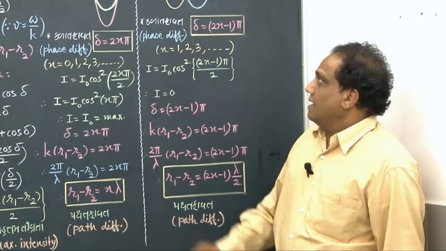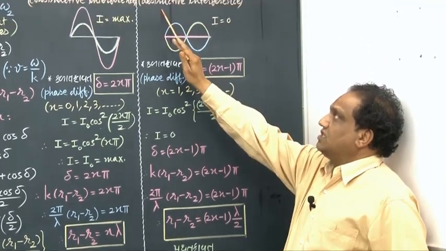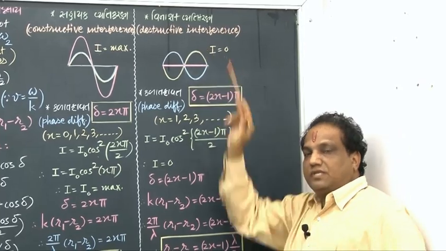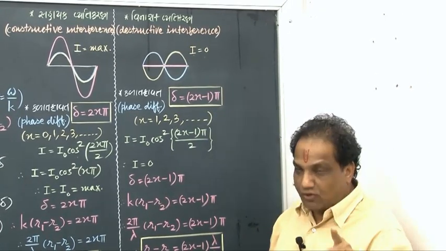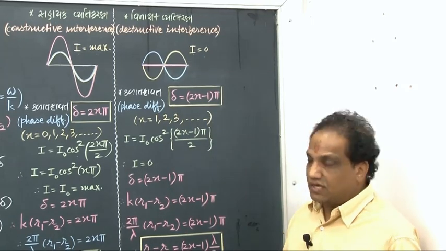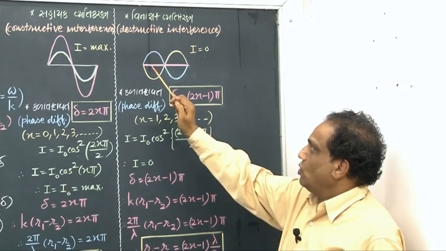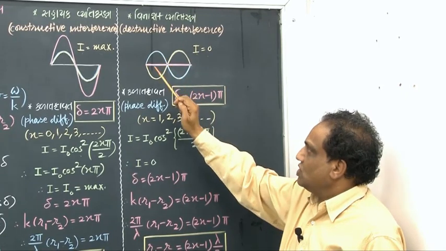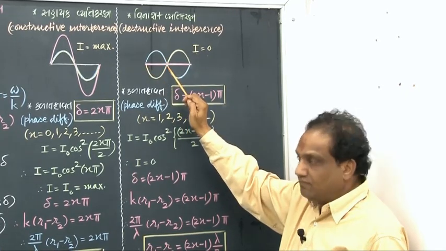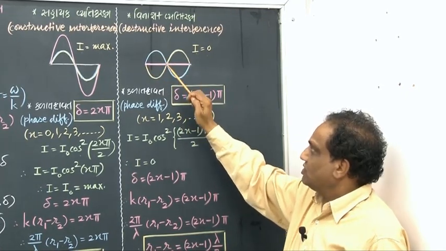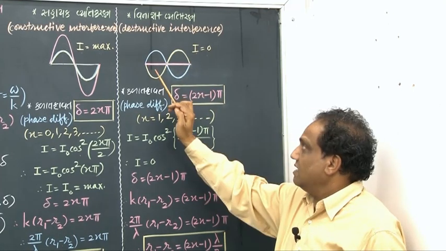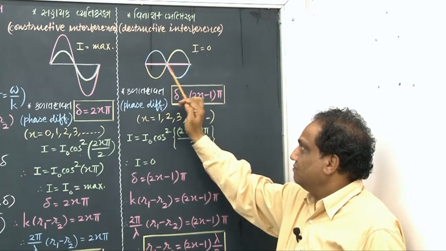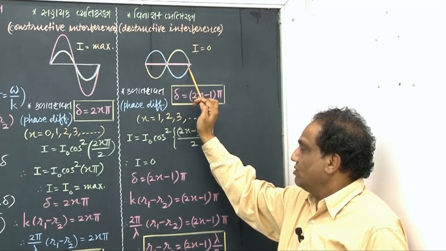Got it? Now let us see what is called destructive interference. Suppose two waves having the same frequency, same wavelength and same amplitude superpose on each other as per this diagram. Look, the crest of the first wave superposes on the trough of the second wave, and the trough of the first wave superposes on the crest of the second wave. If this is the case, then the resultant amplitude is 0. At all these points, the resultant amplitude is 0.